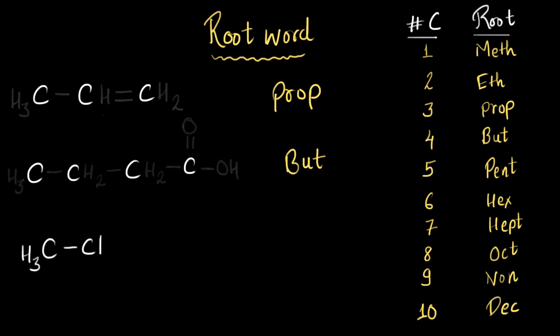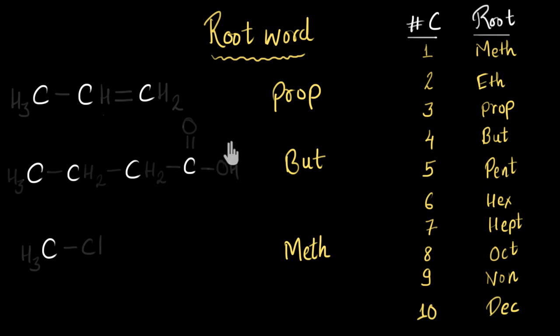Can you name this one by yourself first? Now, if you have tried it, let's see. So if I just focus on the carbon atoms, see, this C was for chlorine, okay, not carbon. There is only one carbon atom in this molecule. So to denote the presence of only one carbon, we use the root word meth. Meth. Okay, this is how we give root words to all the carbon compounds.